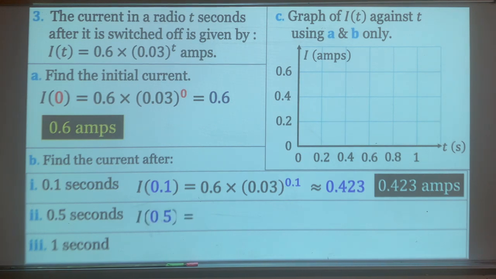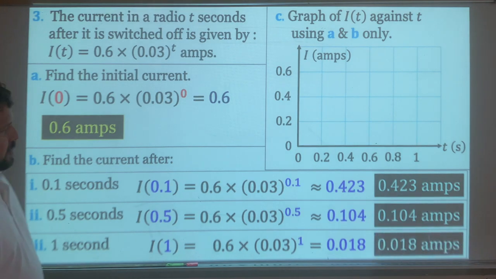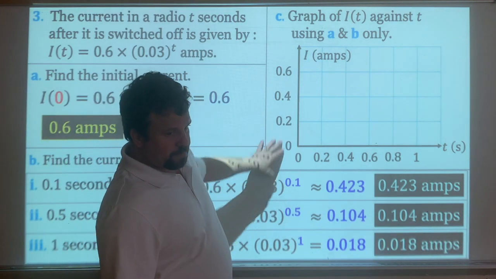After a half a second, it goes down even more. 0.6 times that is 104 thousandths of an amp. 1 second would be 18 thousandths of an amp, which is your answer.